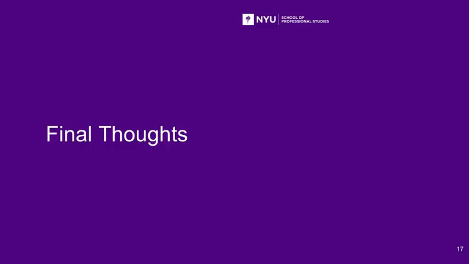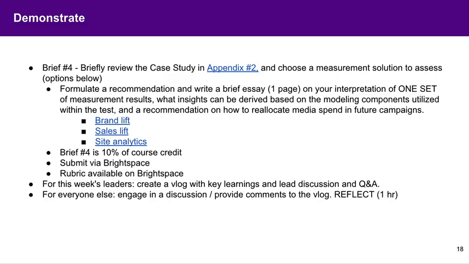All right, some final thoughts about this week's module. Brief 4 is this week, which is a deeper look into the case study. Please write a 1-page review of a single set of the measurement results from the case. All 3 of these are going to be in the case. Choose one set and evaluate that. Take a look at which model elements are used, what insights you can pull from the results that you're seeing, and then a recommendation for a future media plan based on these results. My advice: your final group should make sure that you cover all 3 of these solutions. It will help you prepare for the final as we get into that very soon.